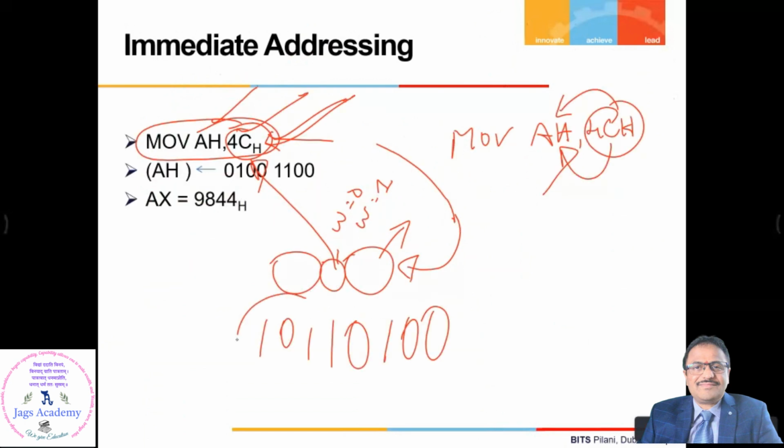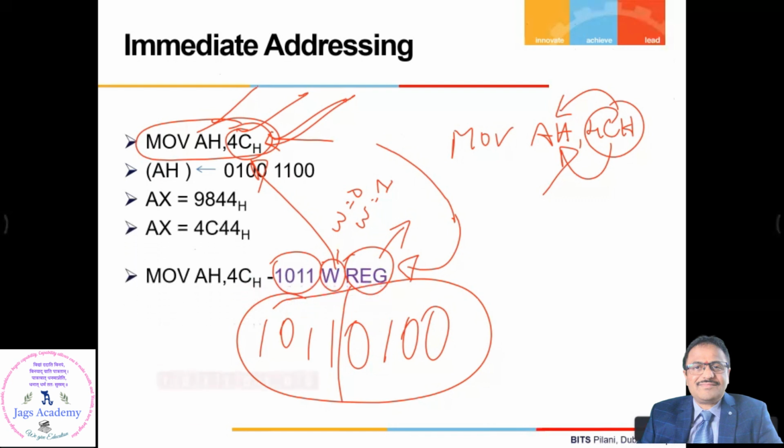Can you tell me what is the machine instruction? Just make a group of 4 bits, that's all, and convert it into B4. See, this is B, this is 4. What comes next? The data, right? This 4C has to come in the instruction itself. Then 4C comes here. Have you understood this?